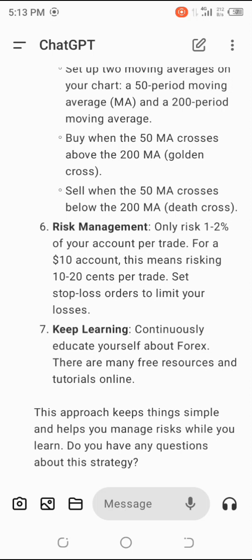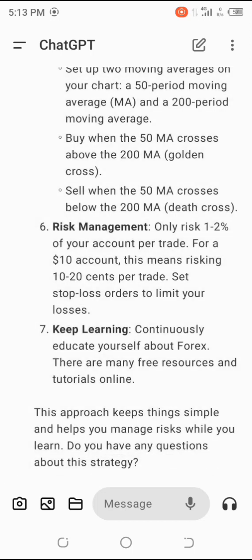I hope you understand what we're saying now. I shouldn't be risking more than 0.1 or 0.2 on each trade. That is why he asked me to use a micro lot size, which is 0.01. All right, and the next thing here says I should keep learning.